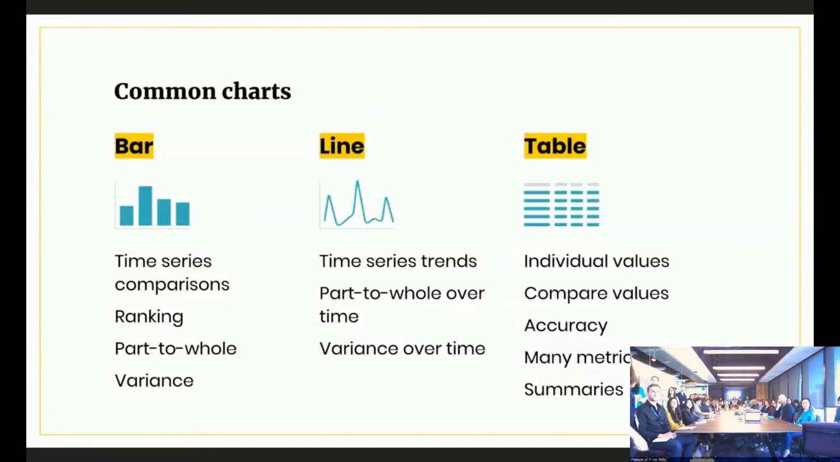These are some common charts that you'll see used, and these are the three that I'll cover today. So we have bar charts, which are really great for comparing individual pieces of data. You can use them in time series, part-to-whole relationships, things like that. Line charts are really great for visualizing information over time series, and trends. And tables are really great for when you need more detailed metrics and to compare individual values to each other.